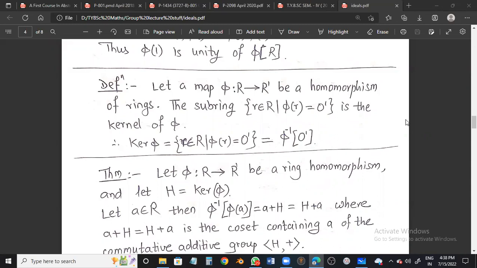Now let us talk about the kernel of a homomorphism. Hope I am audible to every one of you.